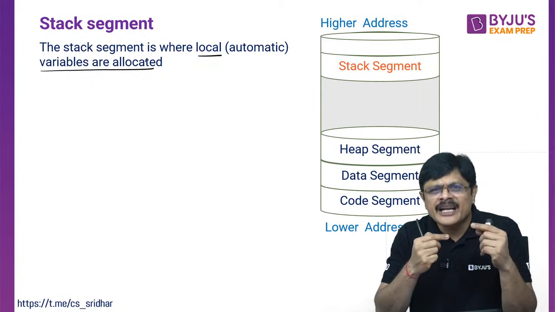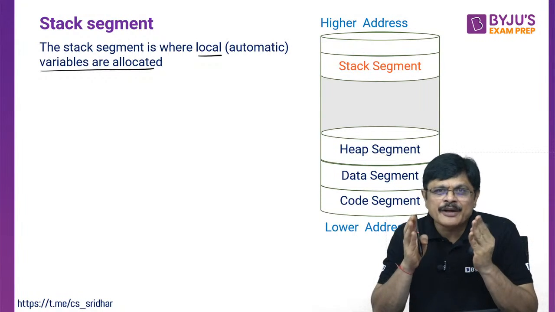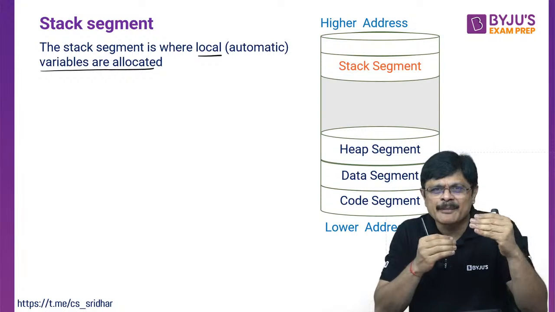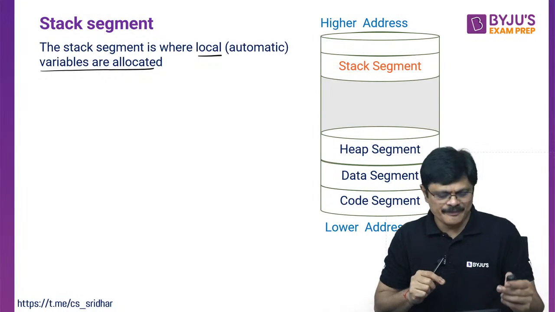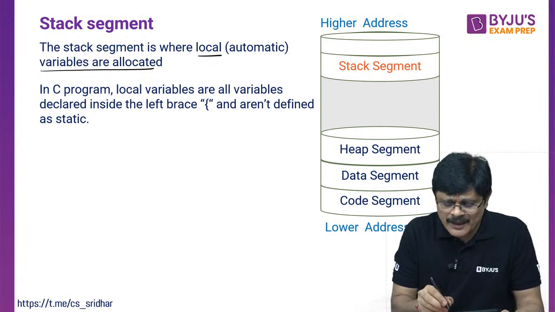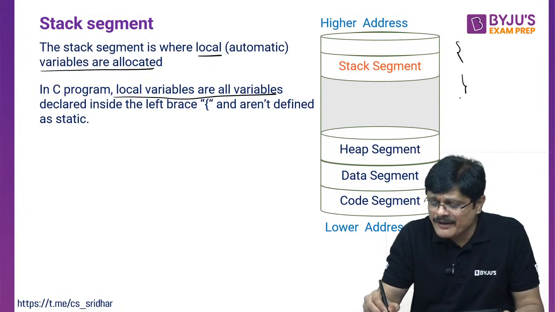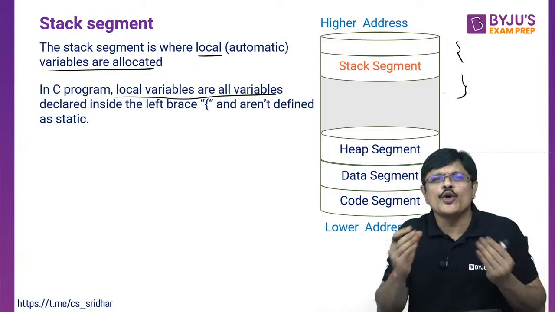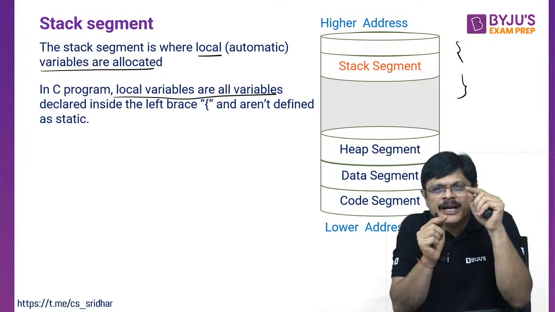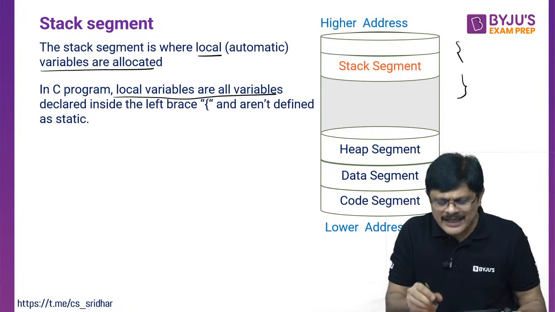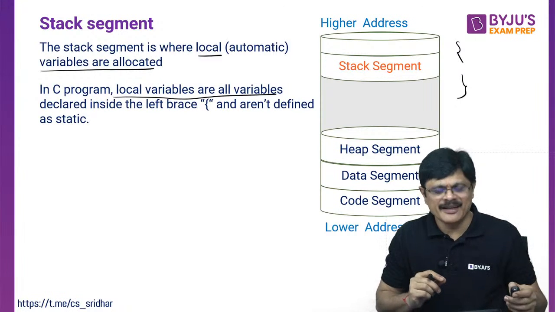The stack segment is where local variables are allocated. Whenever you create any function, in that function you create some local variables. The memory for those local variables will be allocated in that particular stack segment, my dear friends. We will discuss this stack segment in more detail now. In a C program, whatever is within a block are called local variables. Within a function, or within a program part, you create a block. All that we call local variables, my dear friends.